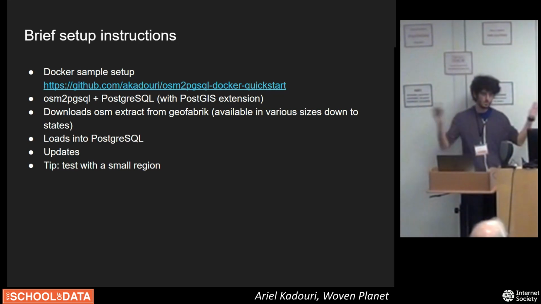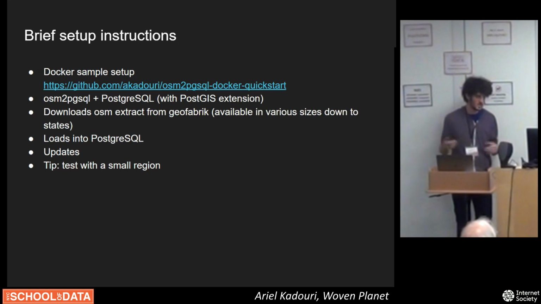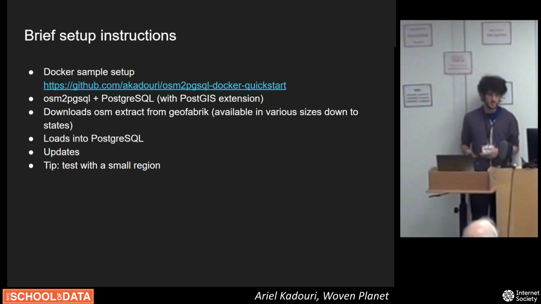OpenStreetMap, you can download the whole planet. It's like 100 gigabytes. You need more RAM than a standard laptop to load it in. But there are extracts for states or regions. So New York is a big state, but you can process that into a database in like 15 minutes and update that every day or so if you need that frequency of update.